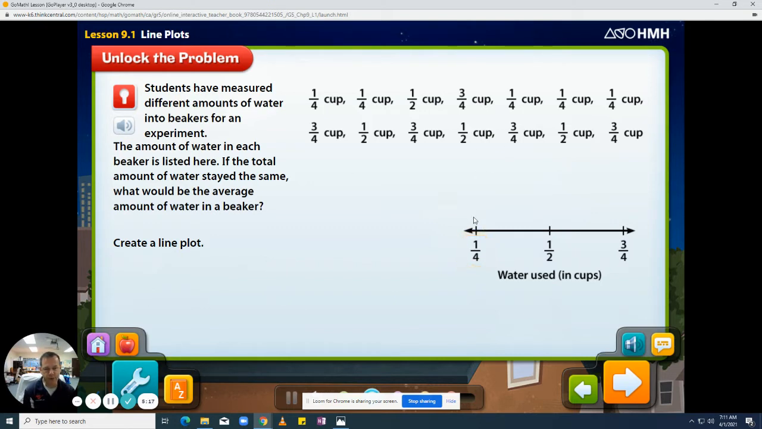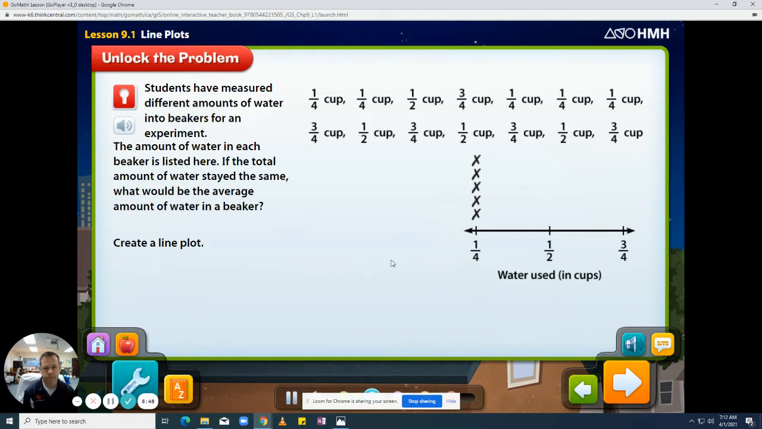I guess they didn't do 0, 1/4, 1/2, 3/4, and 1 whole. They put just the measurements that they actually see up here on the line. No big deal. So how many 1/4 are there? There's 1, 2, 3, 4, 5. Looks like 5 1/4. So they're just going to put 5 X's above 1/4. It's pretty much that simple. 5. So let's make 5 marks in the 1/4 cup column.